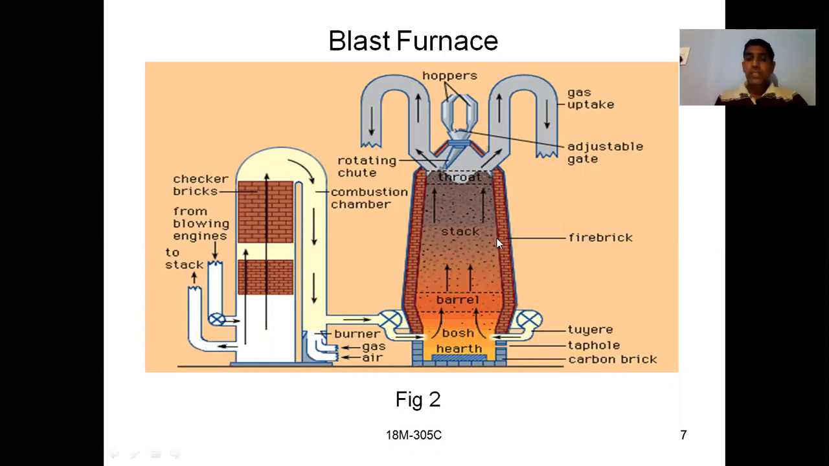You have the stock, throat, boss and hearth. So you have different portions: the throat portion, stock portion, boss portion, and hearth portion. The hot air gas is sent from here. Here we are sending the hot air blast through the tuyeres to the blast furnace. In this way, we are going to get pig iron from the blast furnace.